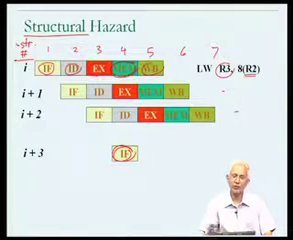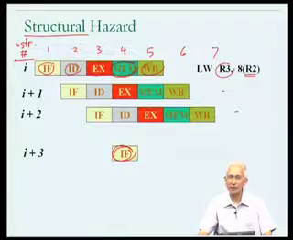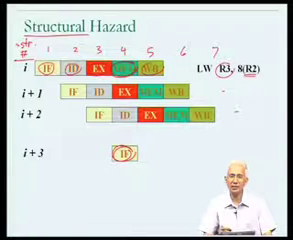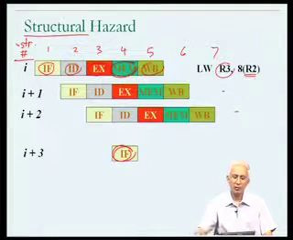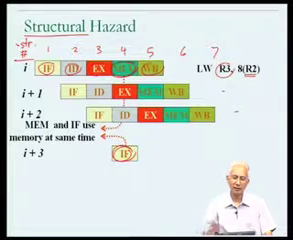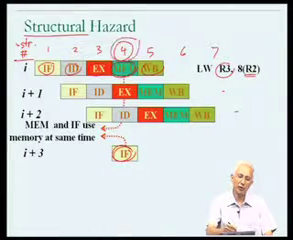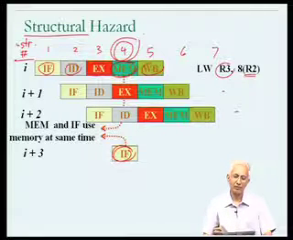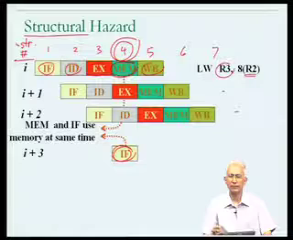What is instruction I plus 3 doing? It is being fetched. And once again, we understand that in order to be fetched, if main memory is not going to be used, then instruction I plus 3 must be using the cache memory. So, here we have what may be called a structural hazard. We have a situation where in cycle number 4, in other words at the same time, instruction I and instruction I plus 3 both need to use memory.